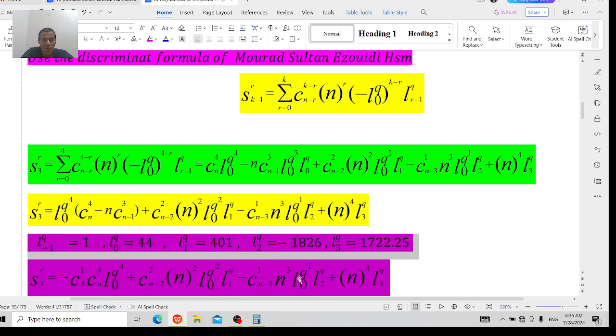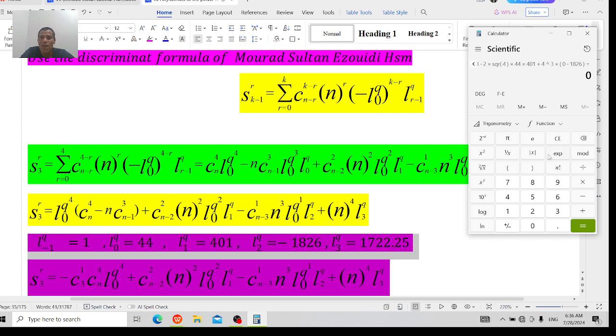Okay, now I will try to use my calculator. We have learned negative 3 choose 1 means negative 3 times L0 of the q raised to the power, this is 4 choose 4 is 1, times L0 for the q is 44 raised to the power 4. Correct. After that we have plus, this is 2 choose 2 because n is 4, n minus 2, 4 minus 2 is 2, choose 2 is 1.